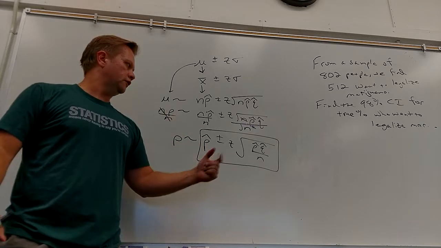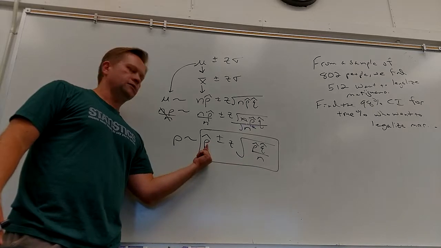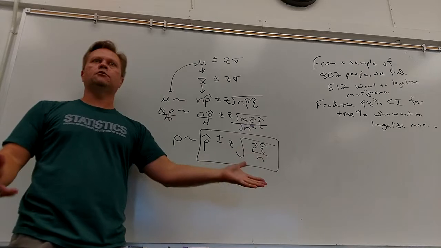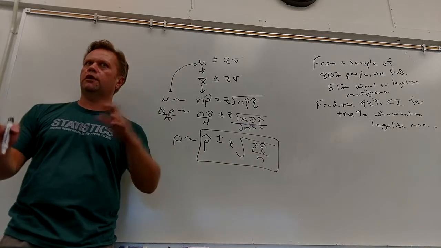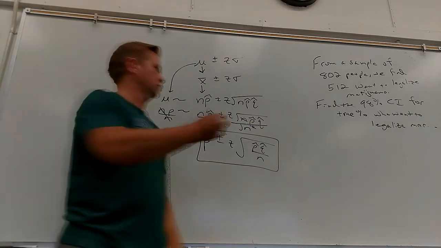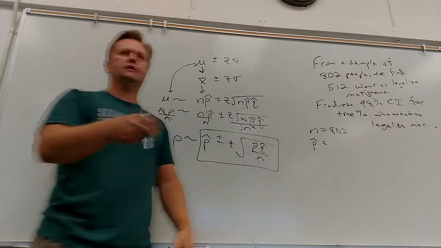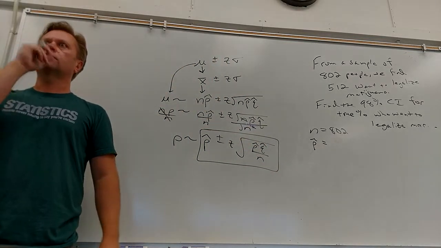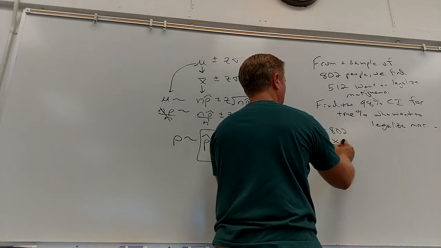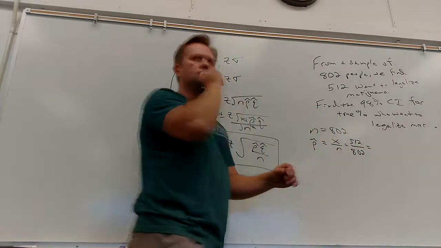So what we need for the formula is p hat, q hat, z, and n. Well, n, we got staring us in the face. Hopefully you picked the right number. What's n? 802. The total number of people. What's p hat? What's the percentage I see in my sample? 512 out of 802. The number of successes divided by n. 512 divided by 802 is 0.638.